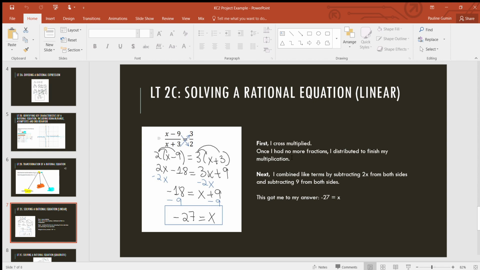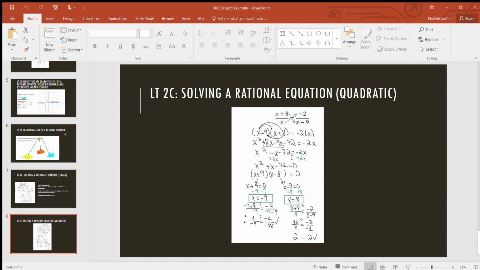Here's the last problem of my 2C learning target. Oh, it's a quadratic rational equation. All solved, all pretty, all legible.